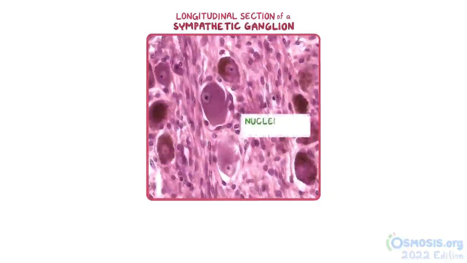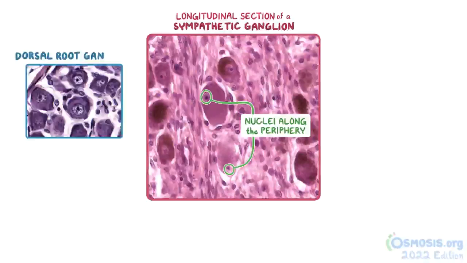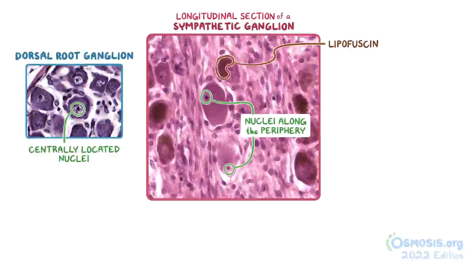The nuclei in these neurons are usually found along the periphery of the cell bodies, whereas the neurons in the dorsal root ganglia have centrally located nuclei. We can also see that some of the cells have a granular brown pigment in their cytoplasm, which is the accumulation of lipofuscin. Lipofuscin granules are residues of lysosomal digestion, which normally increases with age.